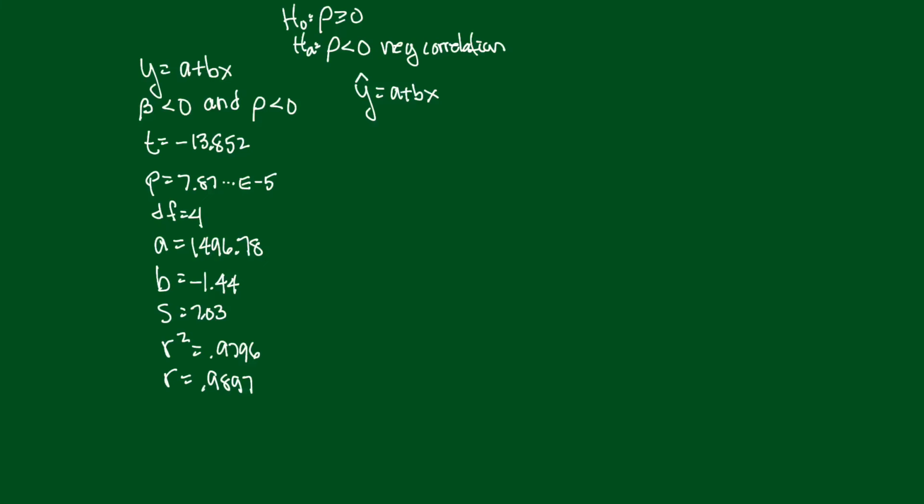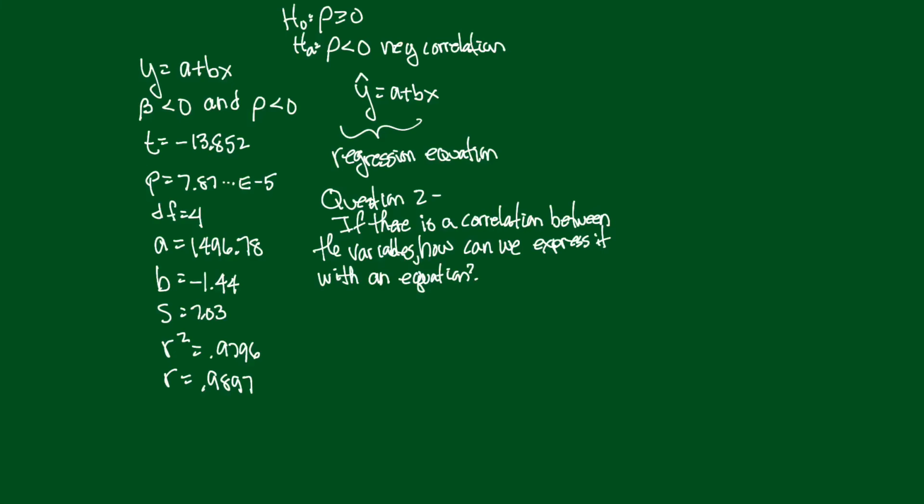So just what is this? This turns out to be our regression equation. Well, this really goes to our question number 2, which is, question number 1 was, first of all, is there a correlation? Well, in our problem right here, we've just answered that. We are rejecting this and we're going with this, that there is a negative correlation.